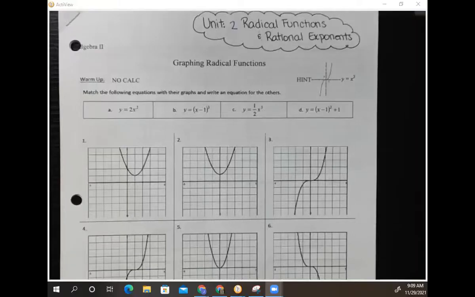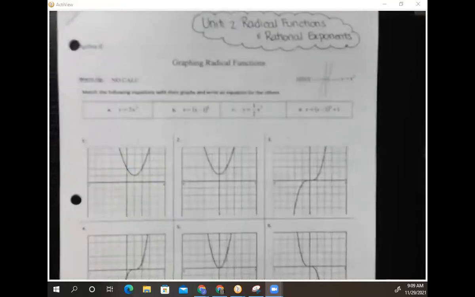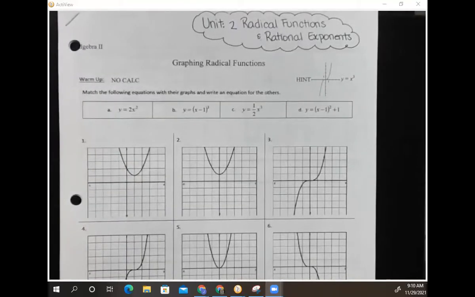Okay, so today we are going to start our unit on radical functions. Radical is a fancy name for a root. So we are going to look at root functions in this unit. And the first thing that we're going to talk about with these guys is their graphs.